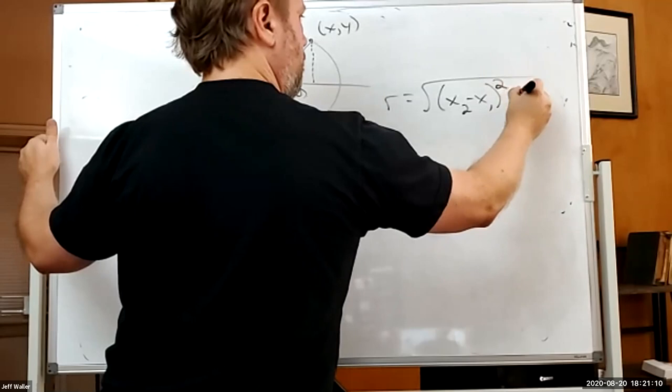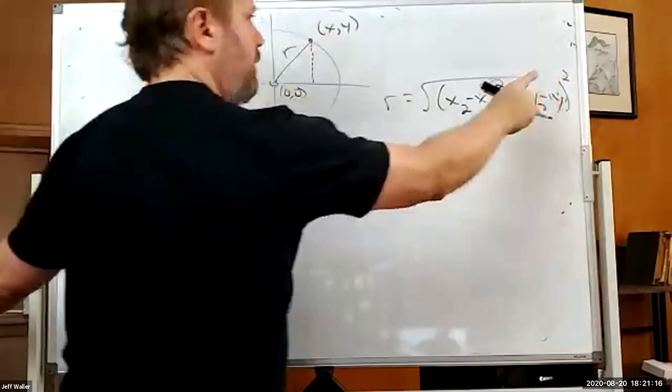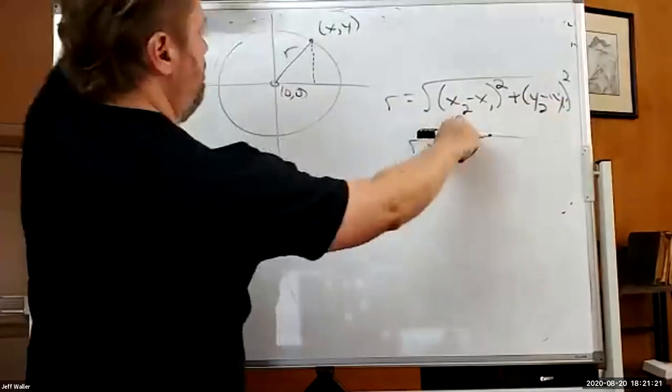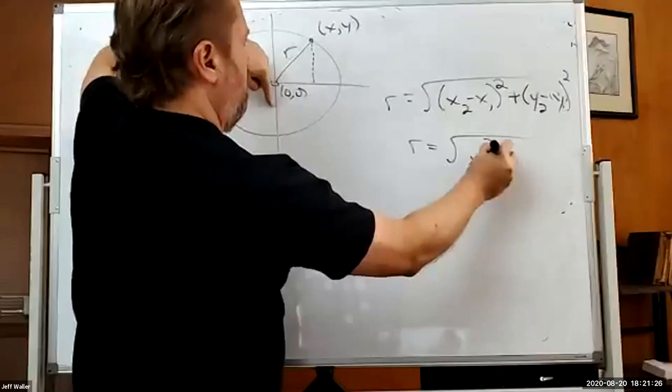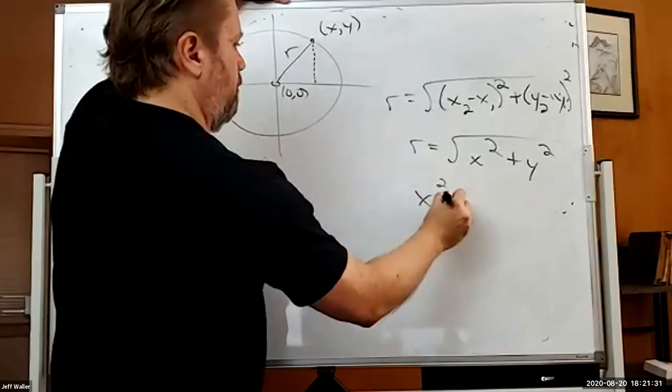All right, and actually, where does it come from? Now watch. So if you plugged in the points, if I call this the second point, you would get x minus 0, and then you would get y minus 0. So then x squared plus y squared equals r squared. You can do it, Jeff. There you go, buddy.